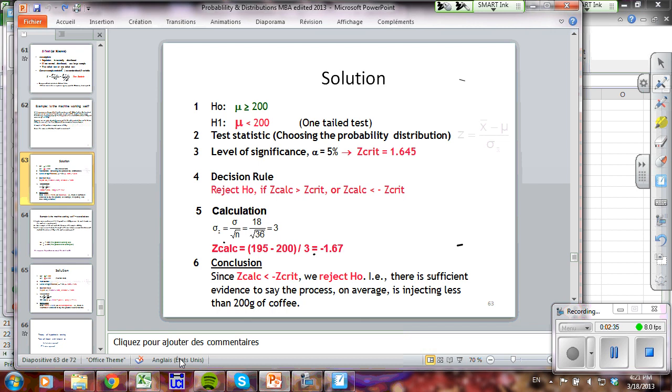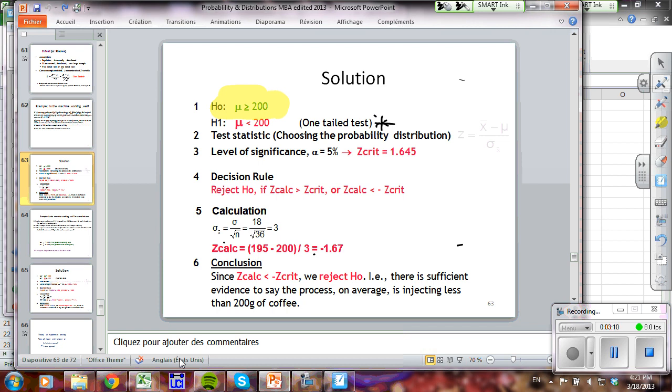Okay, our null hypothesis is actually that the population mean should be greater than or equal to 200. Our test hypothesis is that mu is going to be less than 200. And like I said, we have the one-tailed test. So we have a level of significance, which is 5%.